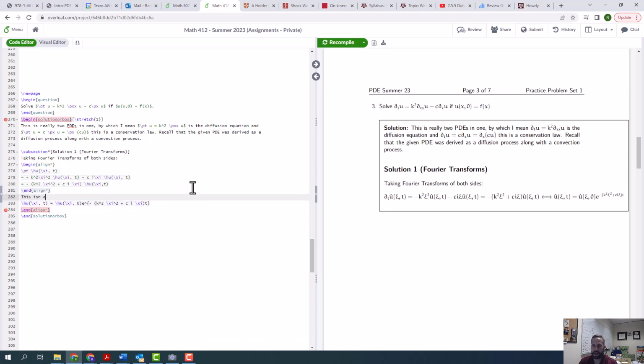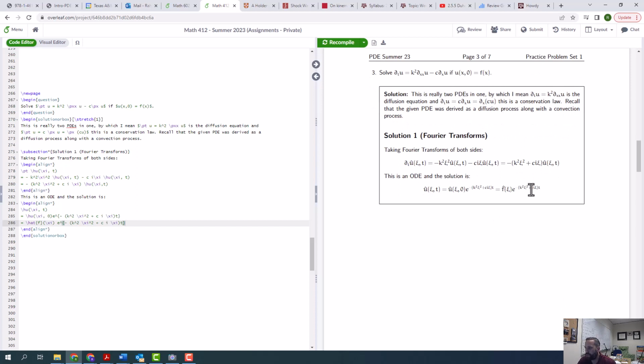This is an ODE, and the solution is this. Of course, this part is just the Fourier transform of the initial data. Okay, let's see how this looks.